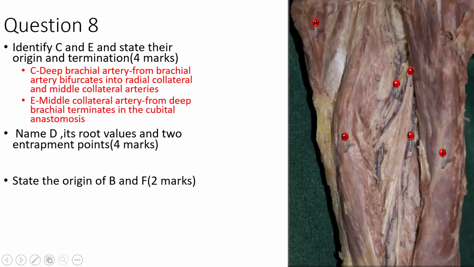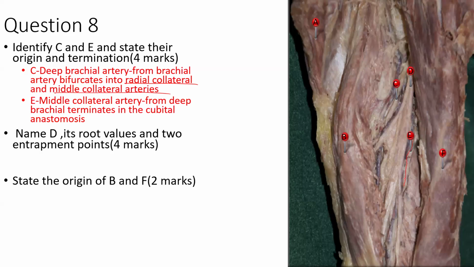So guys, kindly remember the radial nerve within the spiral groove will always be accompanied by the deep brachial artery, also known as profunda brachii. It comes from the brachial artery. And how does it terminate? It gives rise to the radial collateral and the middle collateral, with E now being the middle collateral artery. It forms part of the cubital anastomosis.